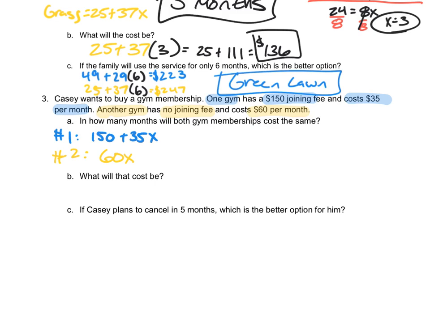So then you want to set these two equal. So 60x is equal to 150 plus 35x. Then it's solving it out. Minus 35.